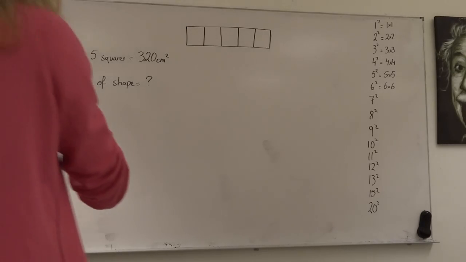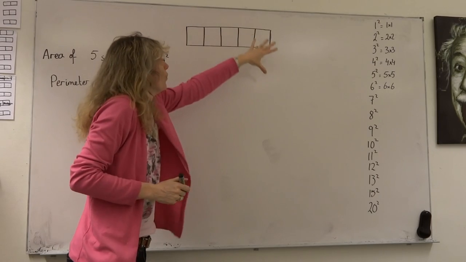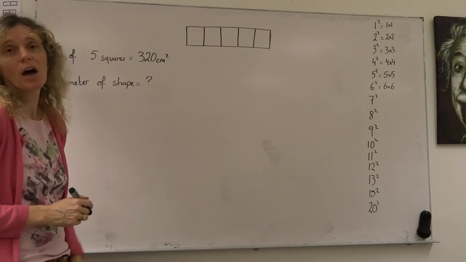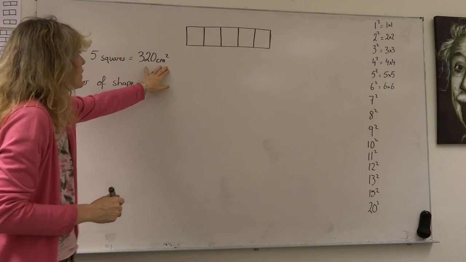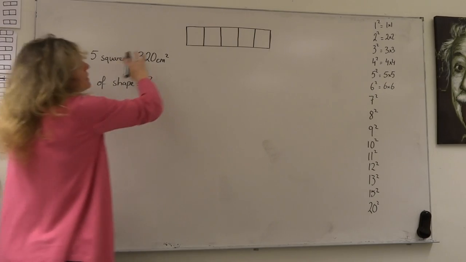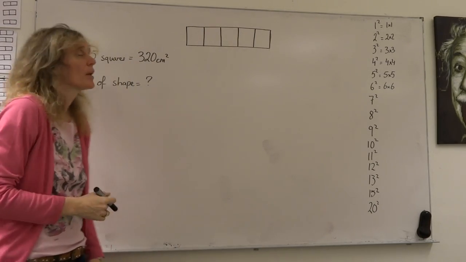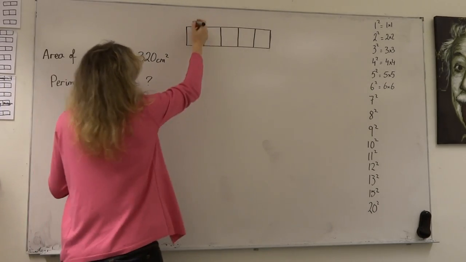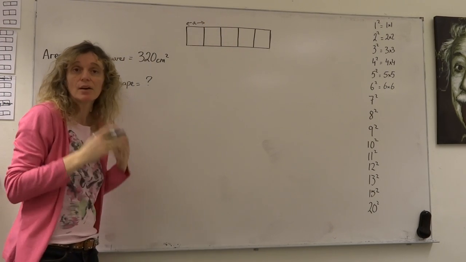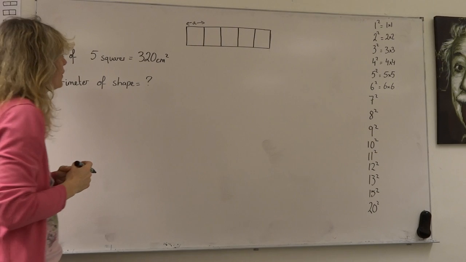So we have a shape here. We have 5 squares, and we know that the area of all of those 5 squares equals 320 centimeters squared. And they'd like us to work out what the perimeter of this shape is going to be. Well, in order to work out the perimeter, we first have to work out the length of the sides of one of the squares. How can we do that?